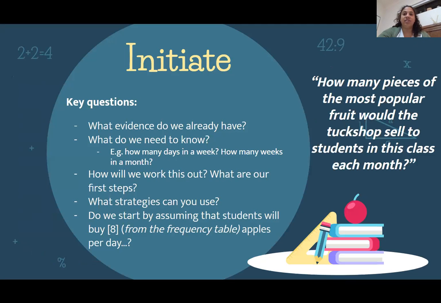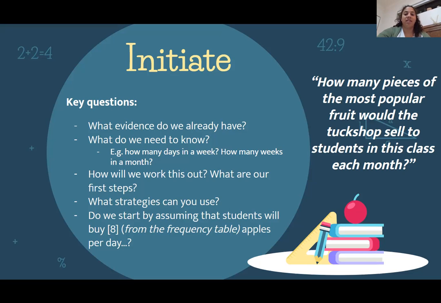In the initiate section, the teacher will reintroduce the scenario. The teacher would then ask these key questions to elicit students' knowledge about what evidence they already have, which would be their information from a frequency table that they completed in the last lesson, and what they also need to know. So using this information, you can then co-construct a focus question, such as the one listed on the right-hand side. And this illustrates that students will understand that they can use the evidence that they already have and strategies to solve the problem.